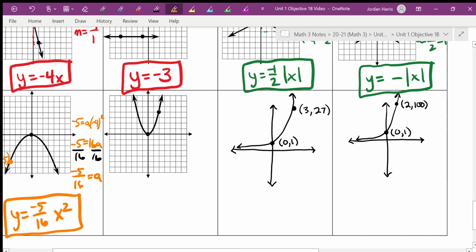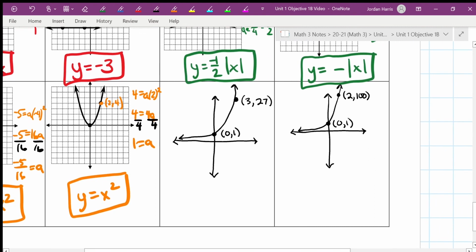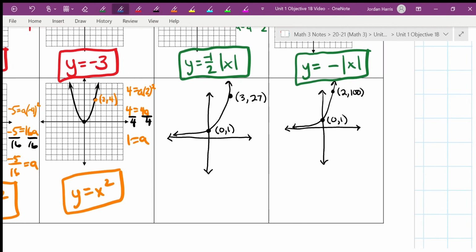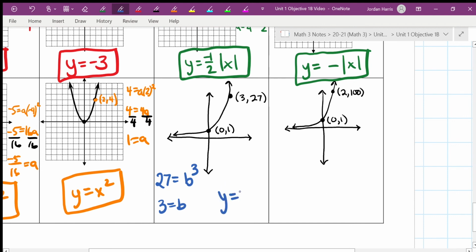Okay, next one. So 1, 2, 1, 2, 3, 4, 2, 4. 4 equals a times 2 squared. 4 equals 4a. Divide. And I get 1 equals a. So y equals x squared. Right, 1x squared is the same as just x squared. These guys, they already gave you the thing, so I have my point. So it's 27 equals b cubed. So 3 equals b. If you didn't know, 3 cubed equals 27. So y equals 3 to the x. It's an exponential, so my x is in the exponent.